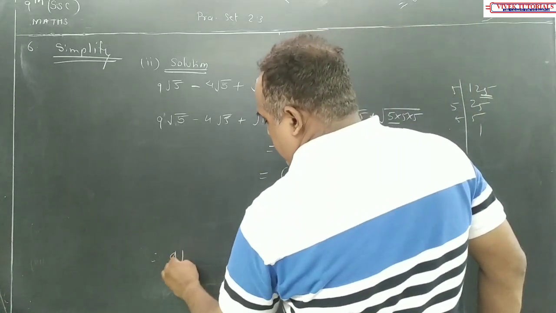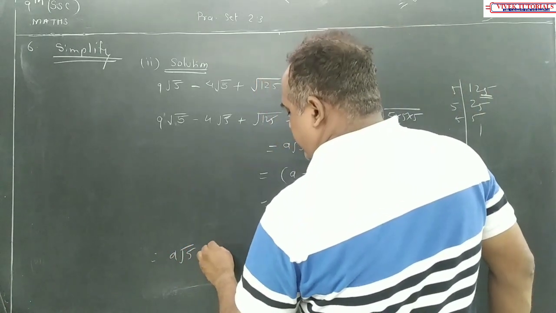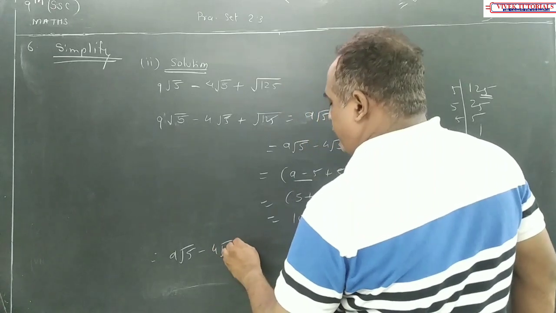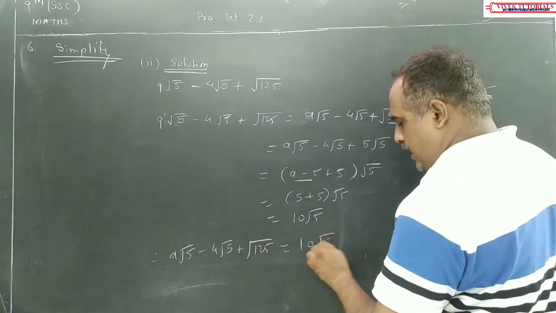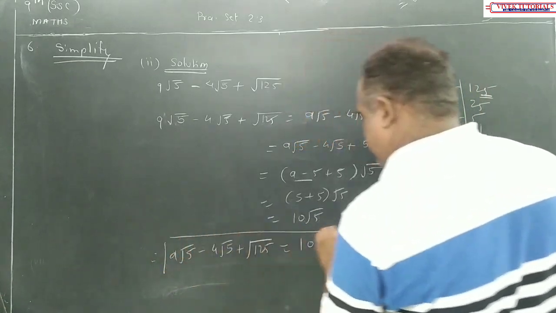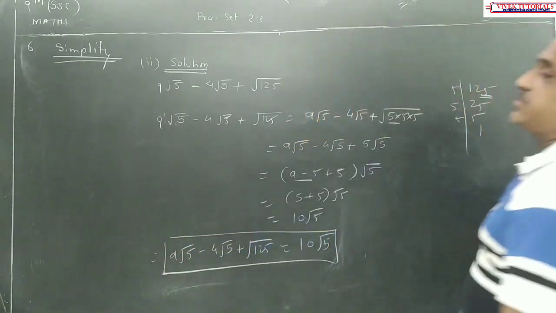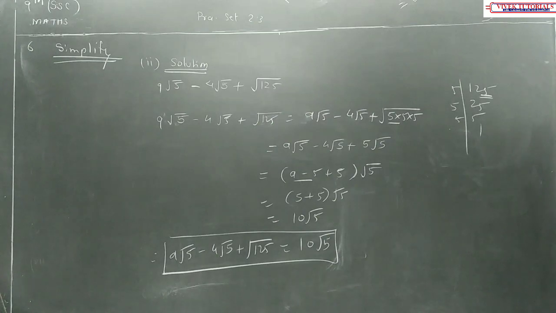Therefore, 9 root 5 minus 4 root 5 plus root of 125 is equal to 10 root 5, which is the answer for this question. Copy it down properly.